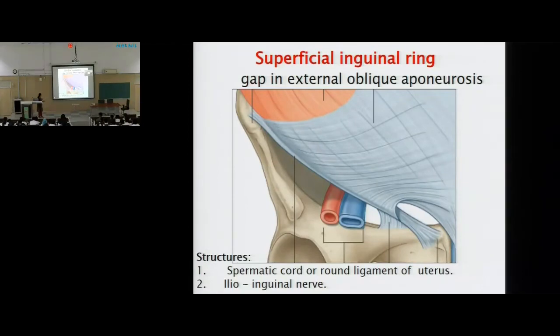Okay. Now this gap in the external oblique aponeurosis we know. Okay, this is the gap. Why this gap is required? For us to pass, so that some structures can pass into perineum through the abdominal cavity. Which two structures? That is the spermatic cord in males and the round ligament of uterus in females. Okay, spermatic cord or round ligament of uterus in females.